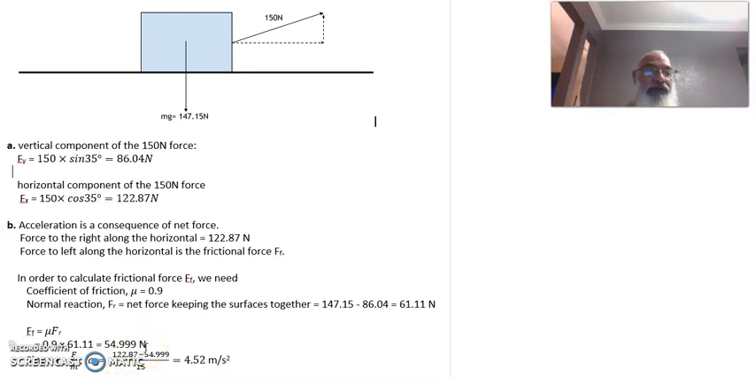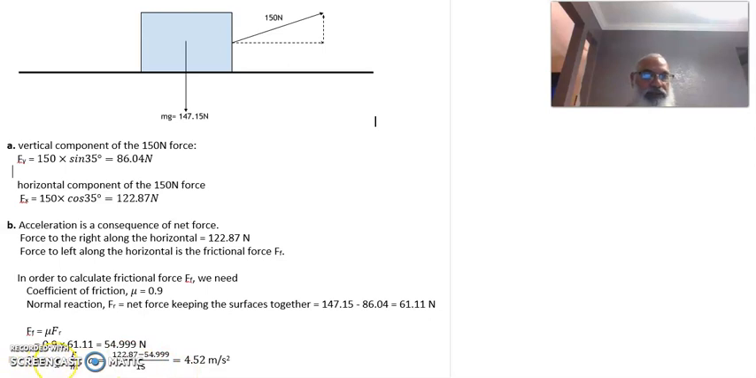Okay, but that is just the frictional force. Now, to find out acceleration, like I said earlier, you need to have the net force. Net force in the horizontal direction is the difference between the rightward force and the leftward force. Rightward force is 122.87 newtons, and the leftward force, which we just calculated, is 54.999 newtons. So we take those two forces and subtract them, and then we're going to divide by m afterwards.